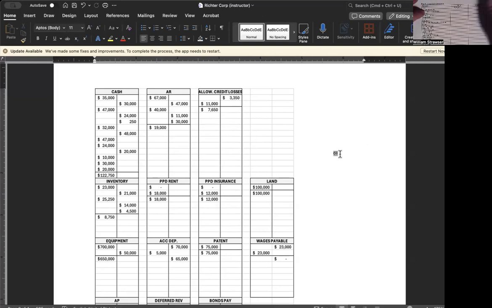The accounts receivable at a $19,000 unadjusted balance. Debit. The allowance for credit losses: notice it was a credit balance. It switched to a debit balance of 7,650. Inventory, a debit balance of 8,750. Prepaid insurance and prepaid rent, both debit balances, 18 and 12 respectively. Prepaid insurance is 12. Prepaid rent is 18.